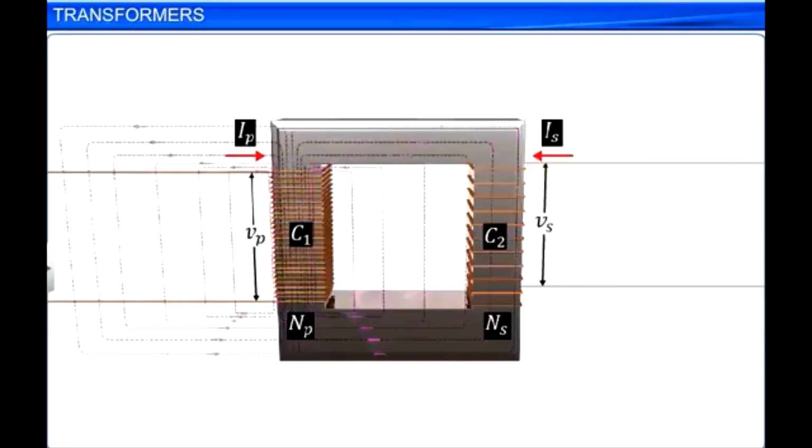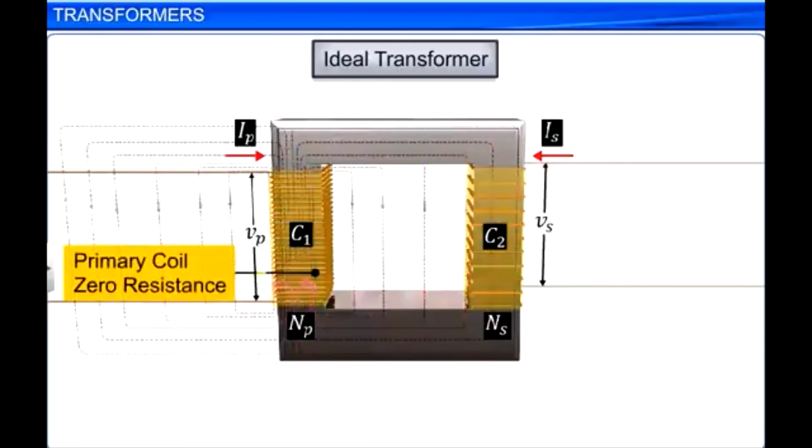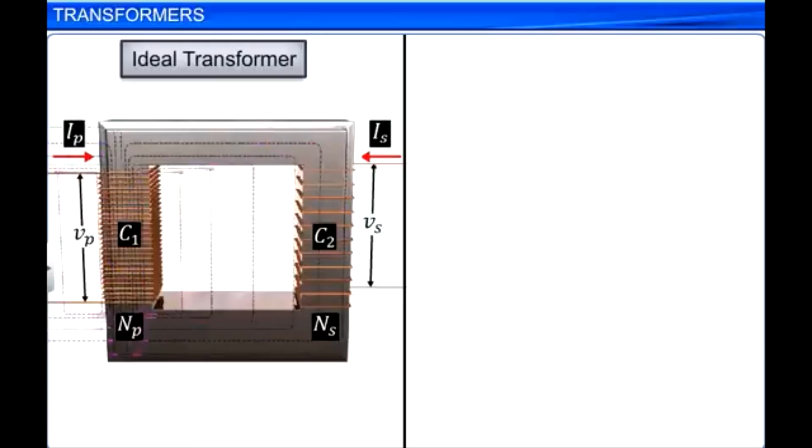Let us consider the case of an ideal transformer where the primary coil has negligible resistance and all the magnetic flux in the core links both the primary and the secondary windings. In such a case, the energy losses in the transformer and the core are zero. Then, due to mutual induction, the induced EMF or voltage in the secondary coil Es is directly proportional to the number of turns Ns in it.